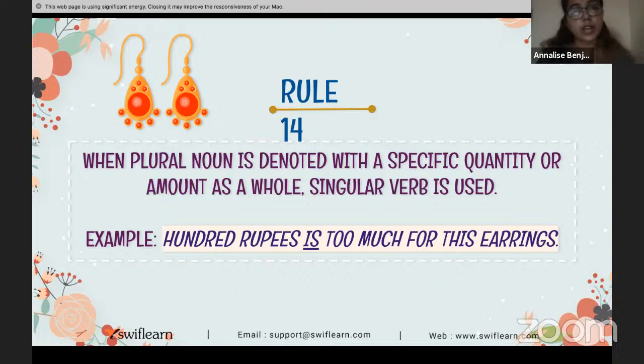Okay, whenever we're talking about a quantity, we're talking about it in the plural form, then the verb is going to be singular. For instance, 100 rupees is too much for these earrings. Now, 100 rupees is a plural quantity, right? It's a lot. It's not just one, it's plural. So that's why our verb is going to be singular in this place. Okay, that's our rule number 14.